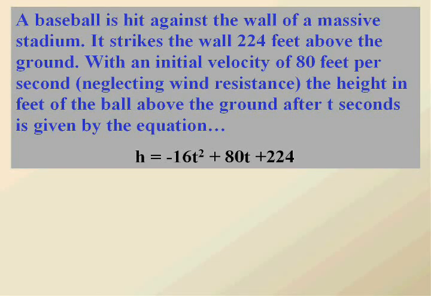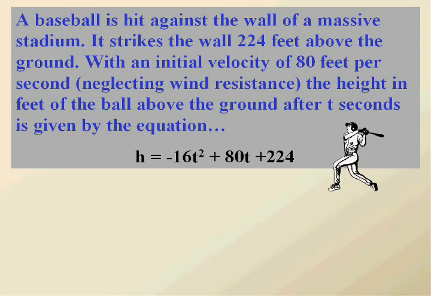Now this one, they actually give you the answer. I would give you the equation. Let's read it. A baseball is hit against the wall of a massive stadium. It strikes the wall 224 feet above the ground with an initial velocity of 80 feet per second. Now we're not even going to consider wind resistance here. The height in feet of the ball above the ground after t amount of seconds, we're not using x here, is going to be already given by the equation. We're giving you the equation. H height equals, and they give you all that.